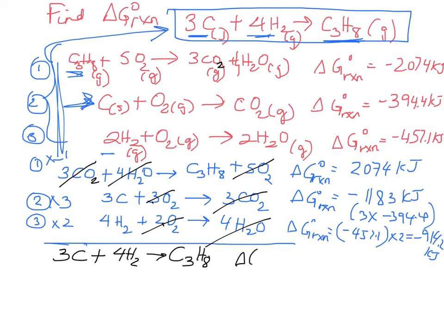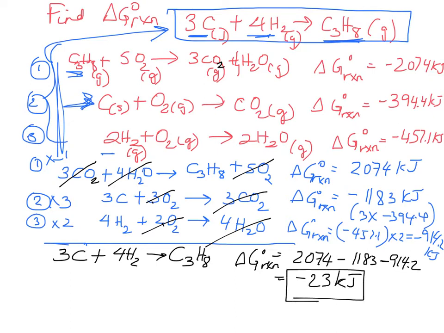And since we have added, all I'm going to do is add the delta G values as well. So that's going to look like 2074 minus 1183 minus 914.2, and that gives you negative 23 kilojoules. And so the reaction is spontaneous the way it is written.